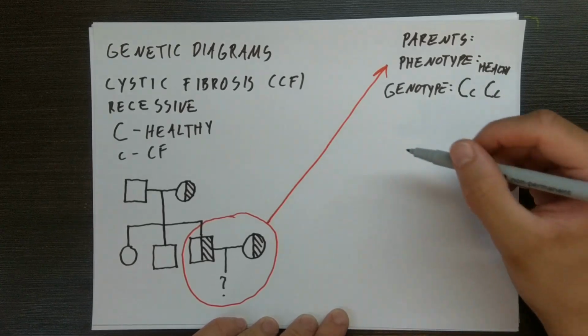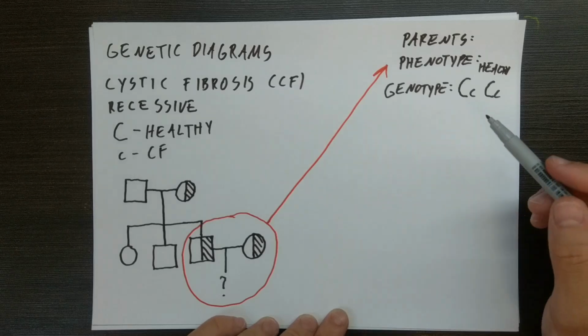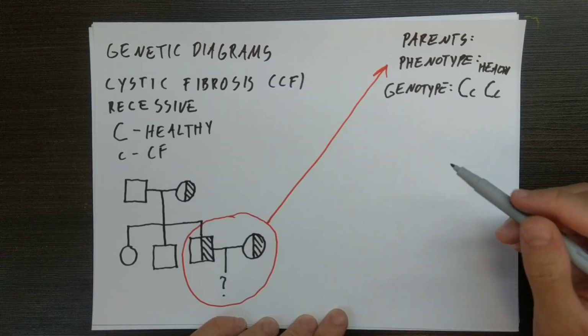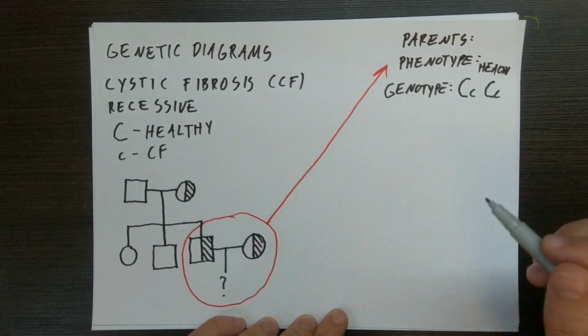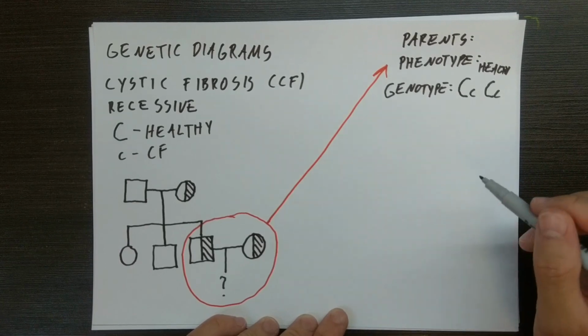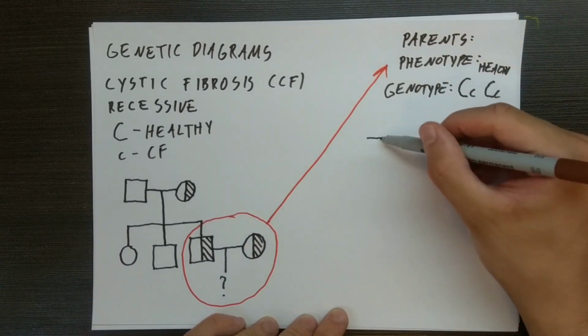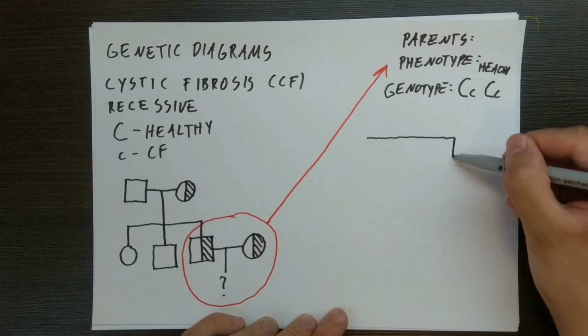So now let's create a genetic diagram. Now, there's a few ways of doing this, but in my opinion, the simplest and the most straightforward way to do this is via a Punnett square. So what do we do? We draw up a square like this.